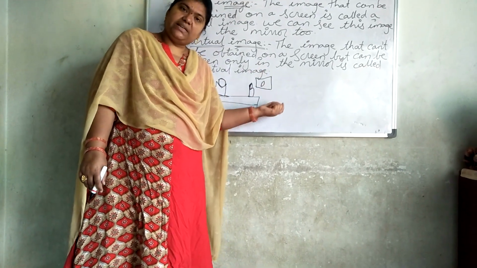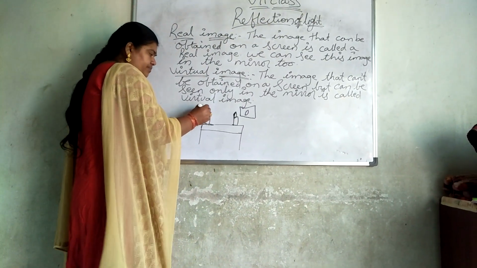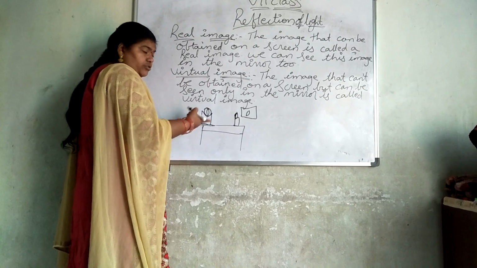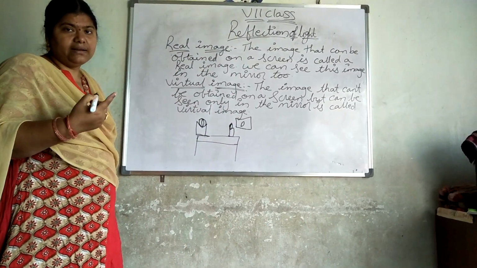It will be obtained on the screen and also in the mirror. Here also you will get the image. This is a concave mirror I took. Here also the image will be there, here also the image will be there. Then it is said to be a real image.